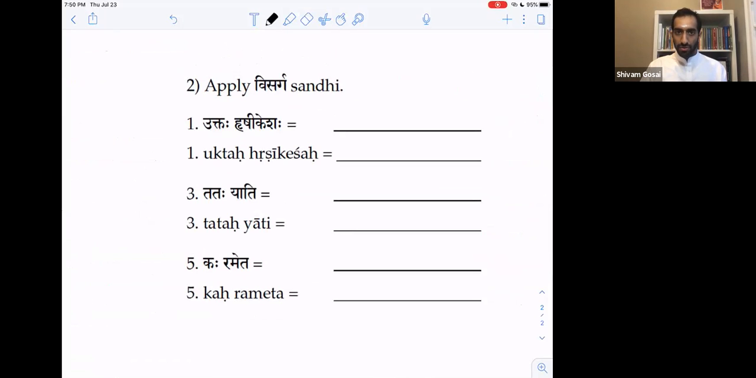Can we get a new volunteer? 1, 3, 5. You can also just say hi in the chat if you don't know how to raise your hand. Okay, Chitraji, I've unmuted you.